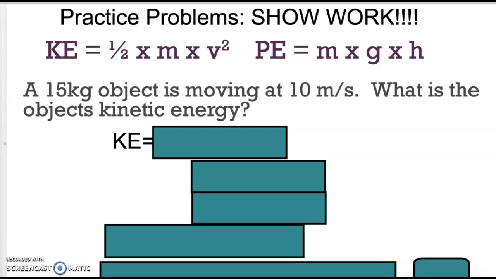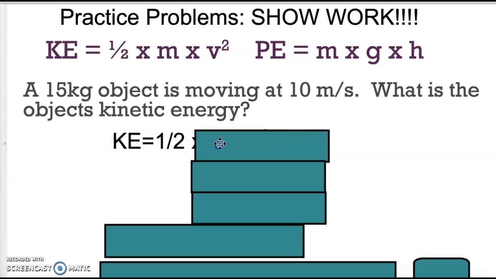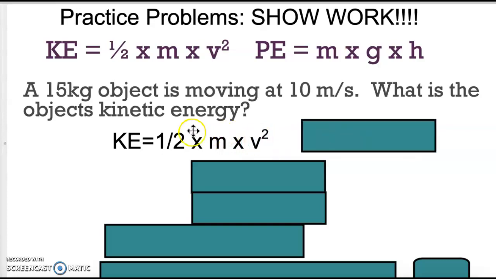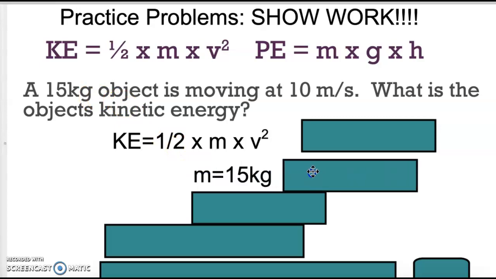Okay, so we have a 15 kilogram object and it's moving at 10 meters per second. What is the object's kinetic energy? I'm giving you the fact that it is a kinetic energy problem, but you might not always get that in your practice problems. Remember the formula is KE equals 1/2 times m, which is mass, times velocity squared. First we need to identify what the m and the v are. In your problem, kilograms is a mass number, so m equals 15 kilograms. And then what is your velocity number?